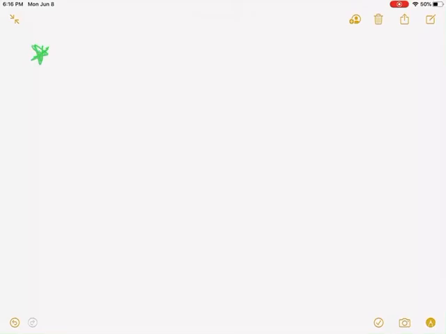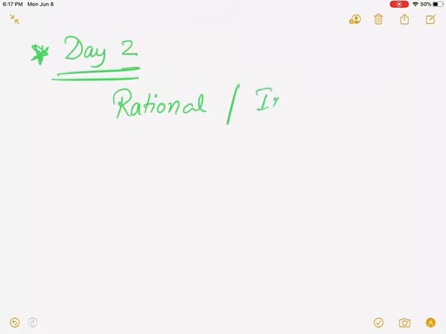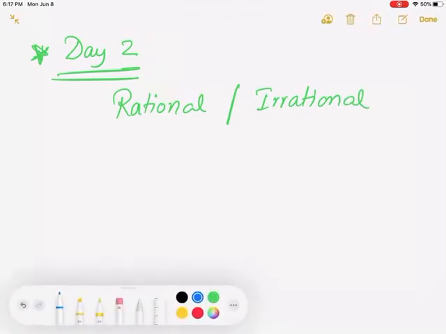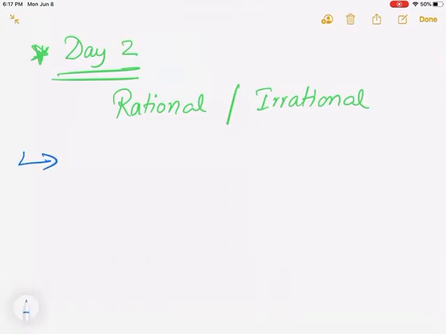So we're moving on to day 2. Let's move on to our next lesson. Today we're going to be determining if a decimal is irrational or not. Okay, how do we do that? So simple. Trust me, you just have to understand a few basic things.